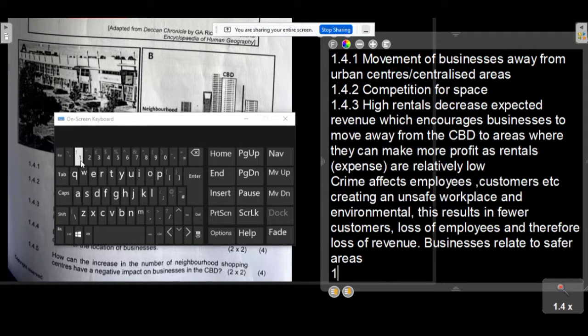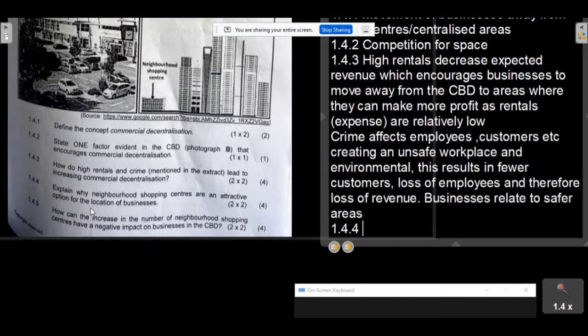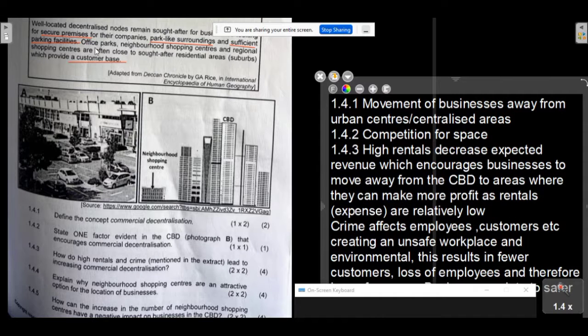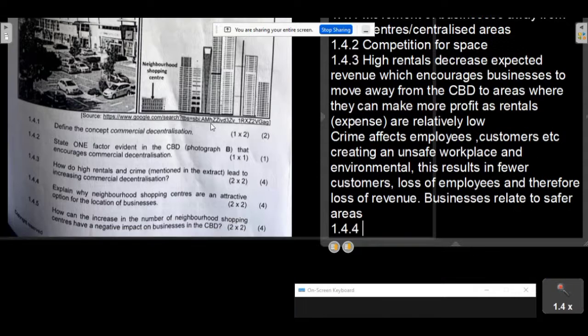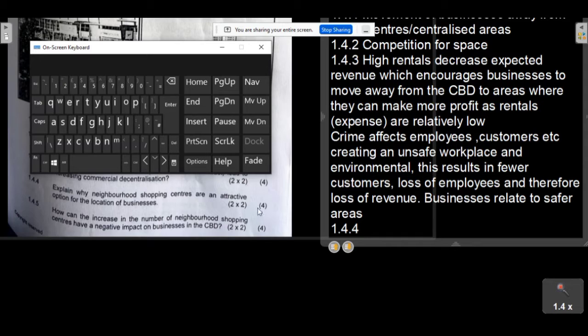Okay, next question, 1.4.4. So what does it say? Explain why neighborhood shopping centers are an attractive option for the location of businesses. So it's said here, office parks, neighborhood shopping centers, and regional shopping centers are often sought after to provide a customer base. This is also for marks as well, so we need 2 points.